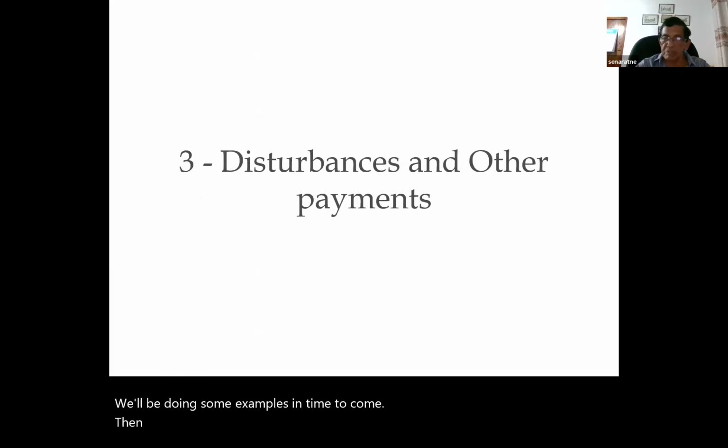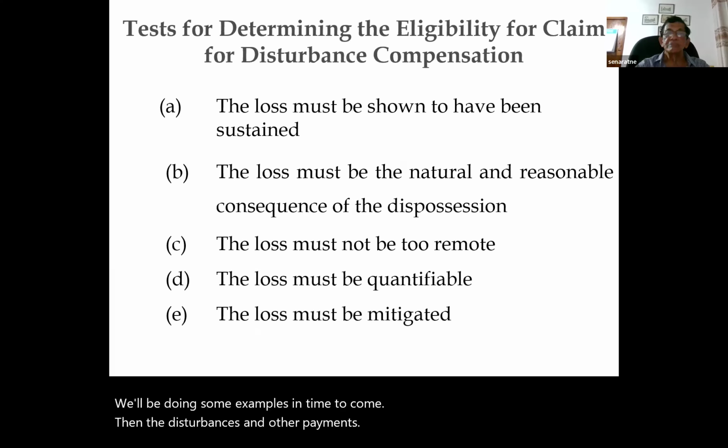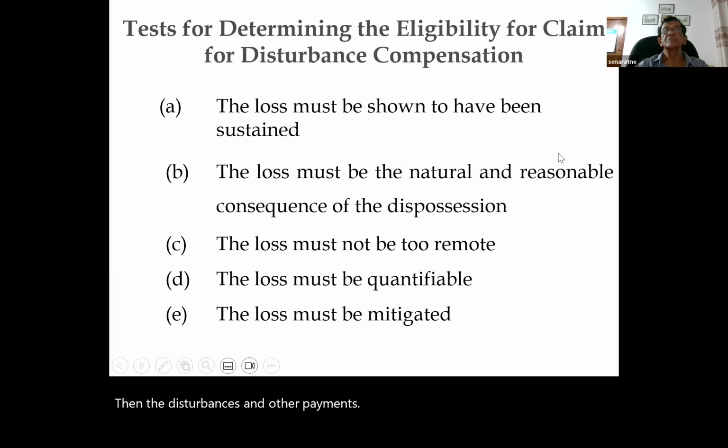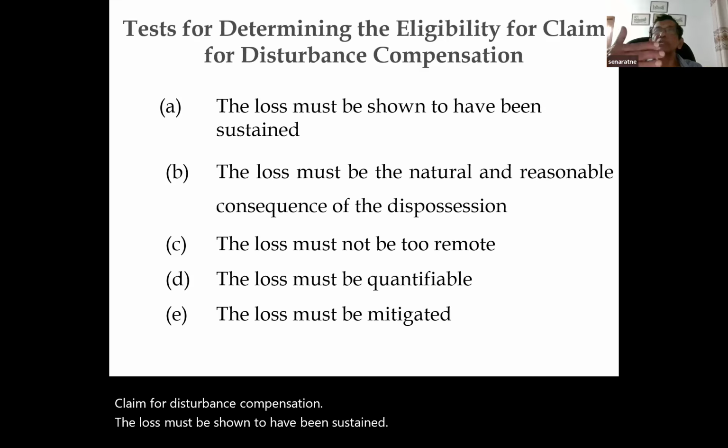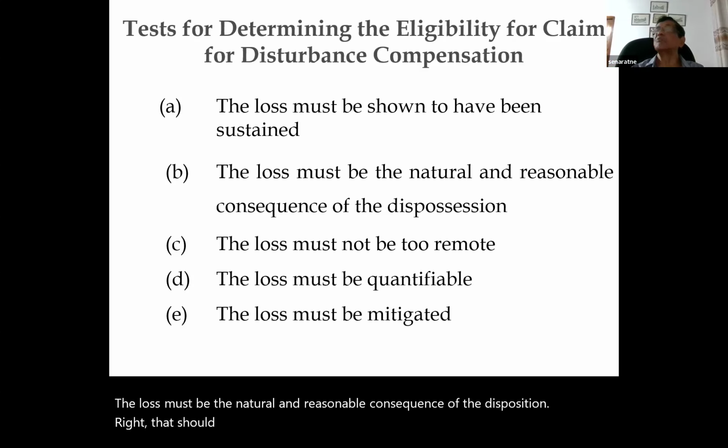Then the disturbances and other payments. There's a test for determining eligibility for a claim for disturbance compensation. The test is: A. The loss must be shown to have been sustained. Part of the building is acquired, so definitely the balance part is injuriously affected. The loss must be the natural and reasonable consequence of the dispossession. That should be because of the acquisition, not because of any other reason. The loss must not be too remote.